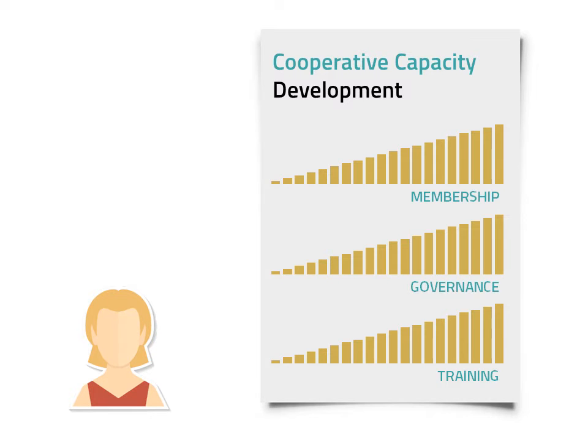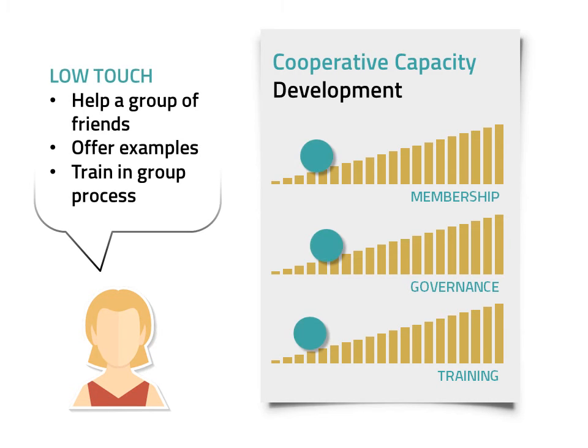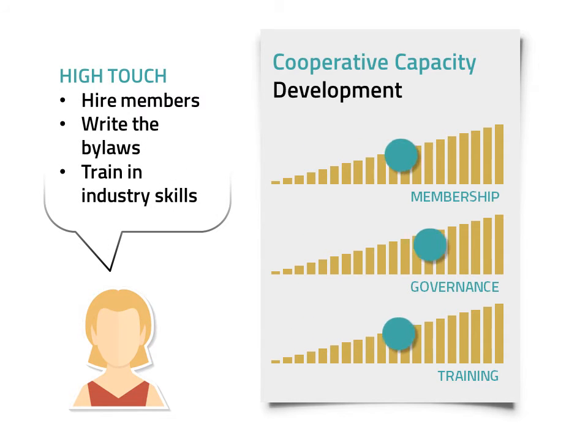A low-touch developer in this area might help a group of friends form a research committee, offer examples of bylaws to learn from, or train members in group process, conflict resolution, and decision-making. A high-touch developer might hire a group of people who don't know one another, build trust, and train them to work together. They may write the bylaws and incorporate the co-op for the members, and they may train members in industry-specific skills.